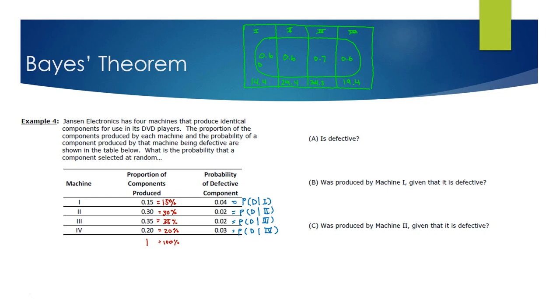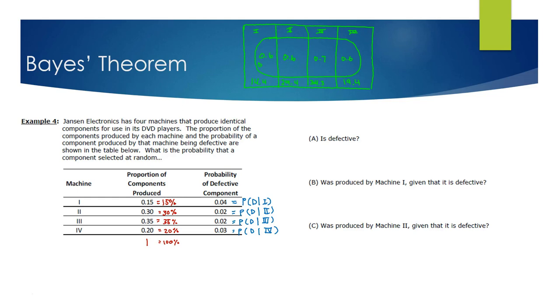So if I do 4% of 15%, I get 0.6. If I do 2% of 30, I get 0.6. If I do 2% of 35, I get 0.7. And if I do 3% of 20, I get 0.6. Those would be the numbers that are defective from each one of these machines, which means I would have 14.4 that are not defective for machine 1, 29.4 for machine 2, etc. So now I have numbers out of 100 that I can make use of.